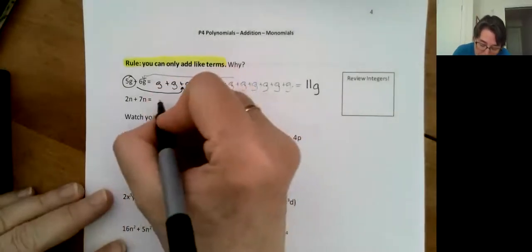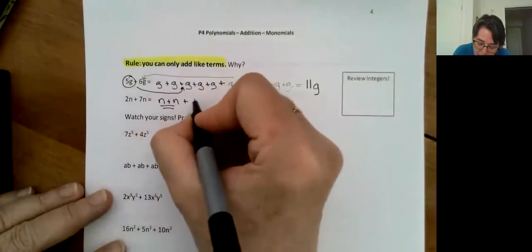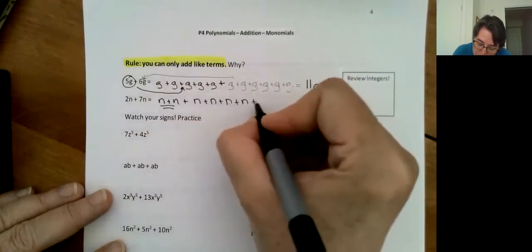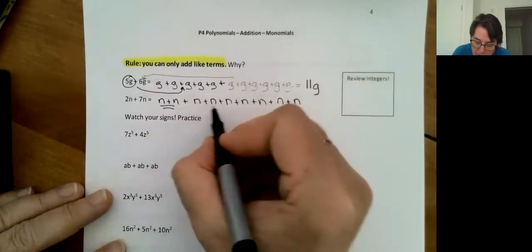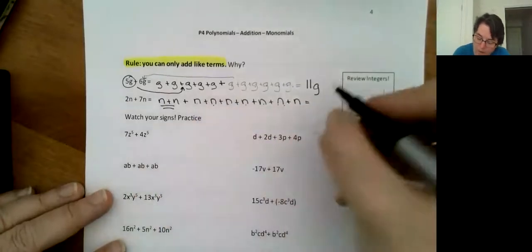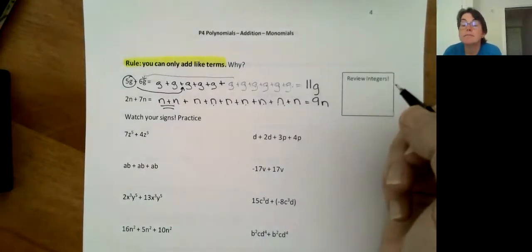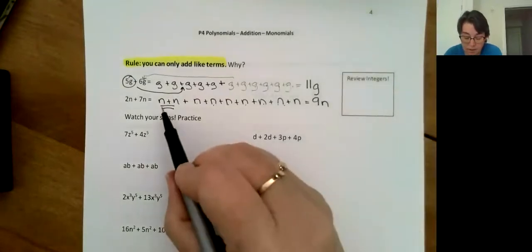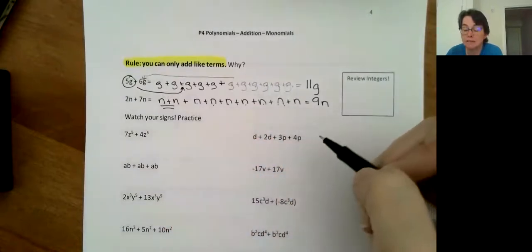Now, 2n plus 7n, it's n. So there's the first part and then the plus sign. 1, 2, 3, 4, 5, 6, 7, plus 2 more. So no more getting it wrong and putting an n squared or a g squared or something in there. You had 2, and then you had 7, and you got 9.